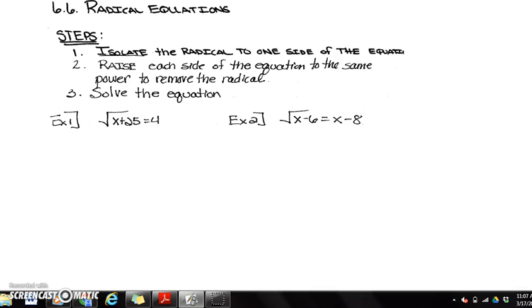Right, solving radical equations. First, you have to isolate the radical to one side of the equation. Next, you have to raise each side of the equation to the same power to remove the radical, and then simply solve the equation with algebra, just like you used to.